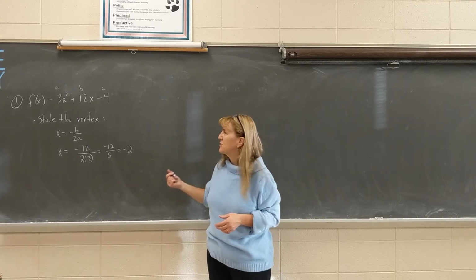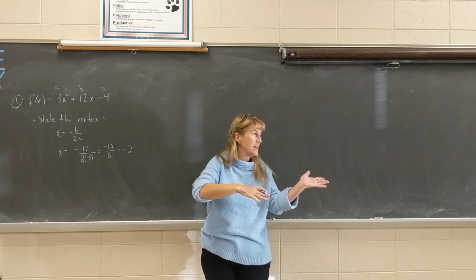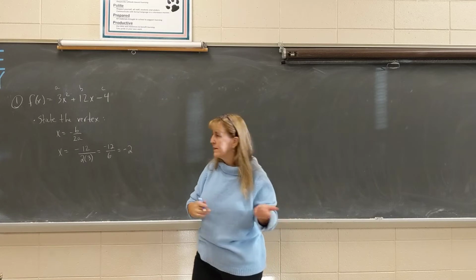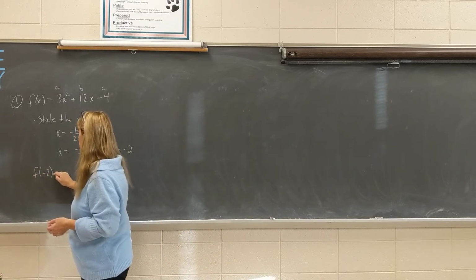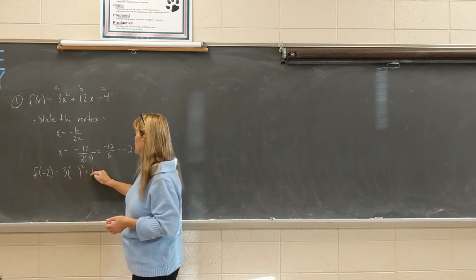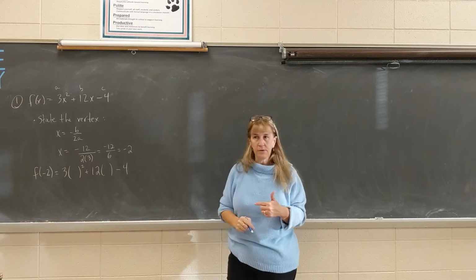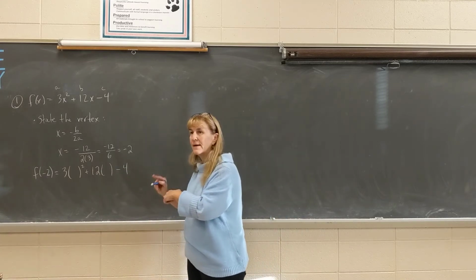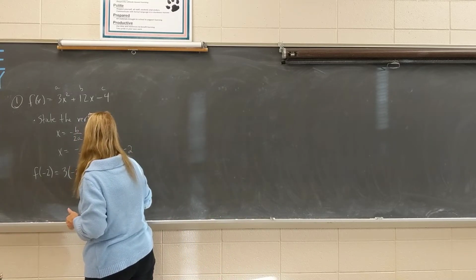So you need both an x and a y coordinate. So I need to take that negative 2 now, and put it back through the function to find out where the function sends negative 2, or what y value is paired with the x value of negative 2. So I need to do f of negative 2. And the function f says 3 times something squared plus 12 times something minus 4. That something is the negative 2. So my input will be a negative 2 here, and a negative 2 here.